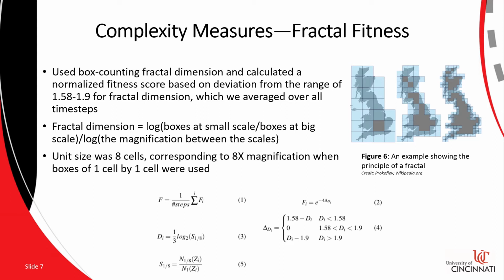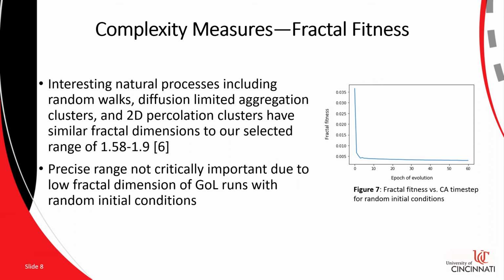As just a reminder, fractal dimension is the log of the number of boxes it takes to cover a figure at a large scale over the number of boxes it takes to cover the figure at the small scale, over the log of the magnification between the scales. So our large scale was a unit size of 8 cells, and our small scale was unit size of 1 cell. The reason we chose the range 1.58 to 1.9 is because many interesting natural processes, including random walks, diffusion limited aggregation clusters, and 2D percolation clusters, have similar fractal dimensions.